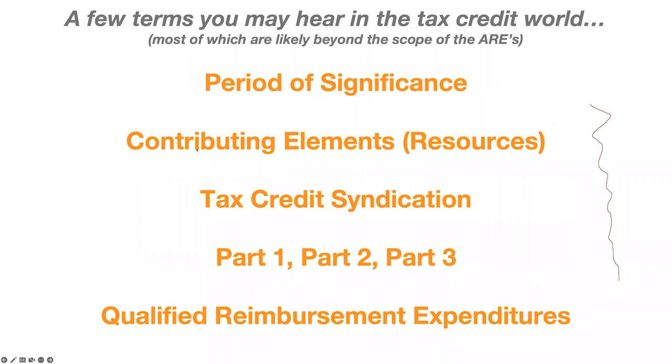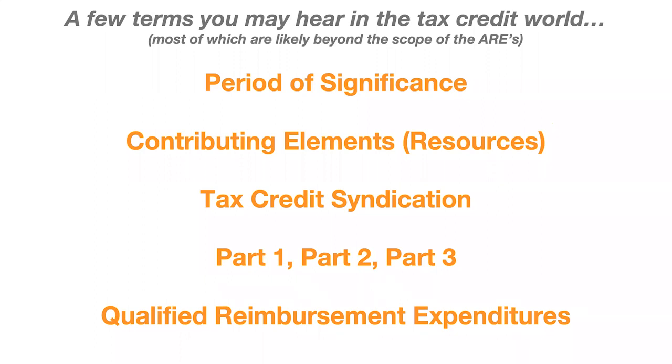You'll hear, in tax credits, part one, part two, part three. Those are the parts of the application process. So part one is a narrative. It's usually a page or two. It describes in writing, and maybe a photo or two, the historic significance of the building.